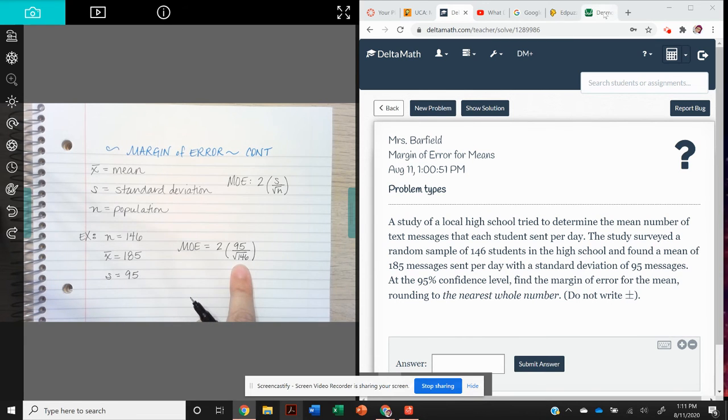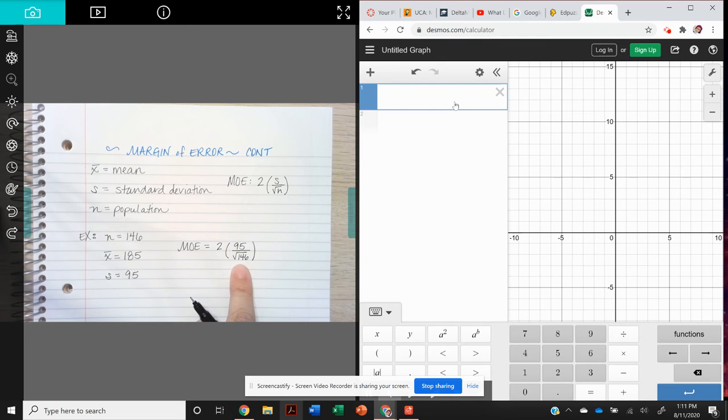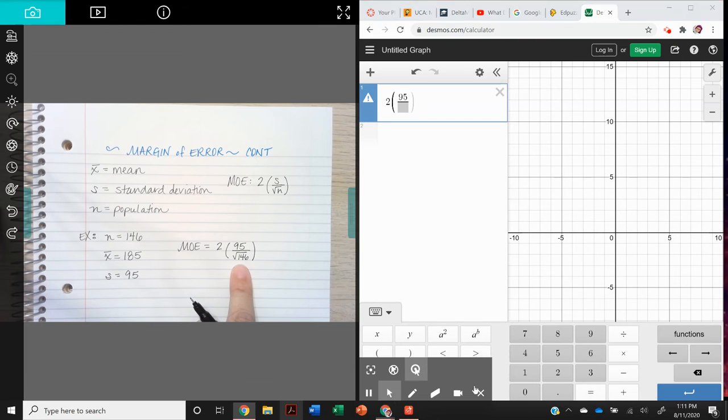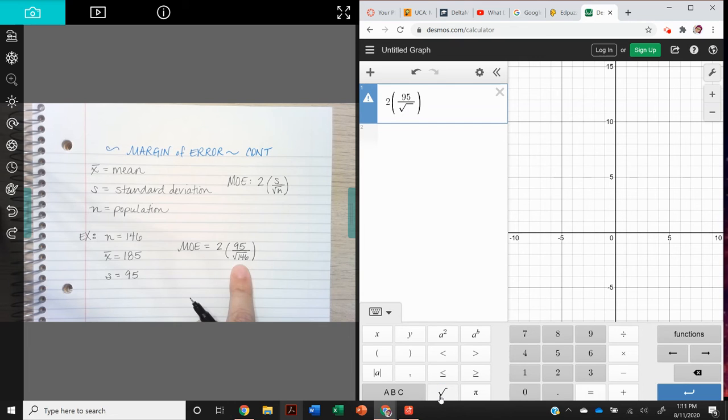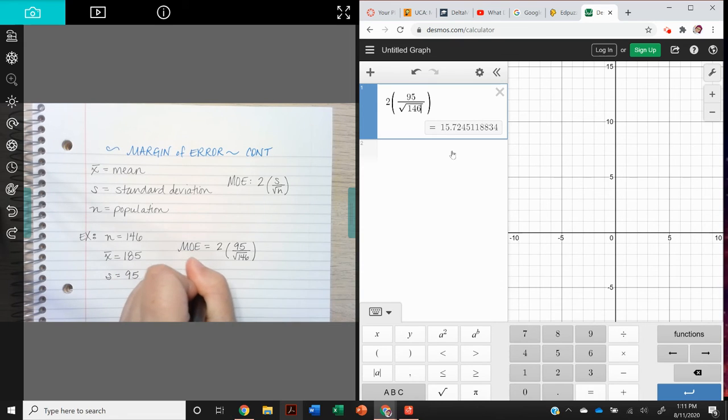Let's pull up Desmos. 2, parentheses, I need a fraction again. In the numerator, I need 95. In the denominator, let me hide the keyboard, square root, oops, and it jumped away from me. Let me get back there in the denominator, square root 146. All right, so my MOE is equal to 15.7245.